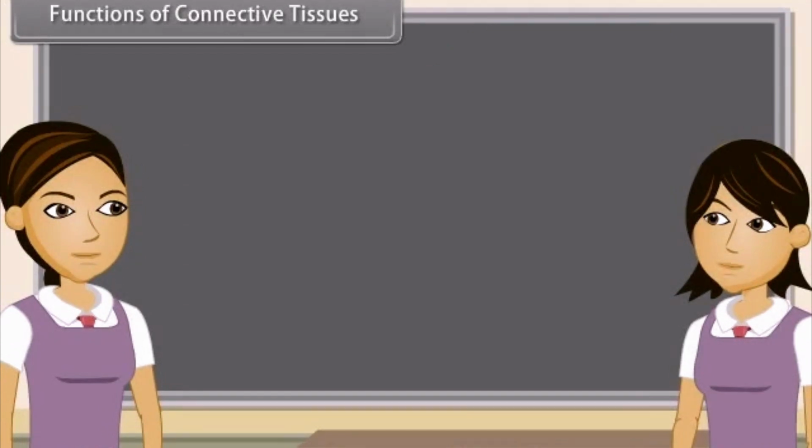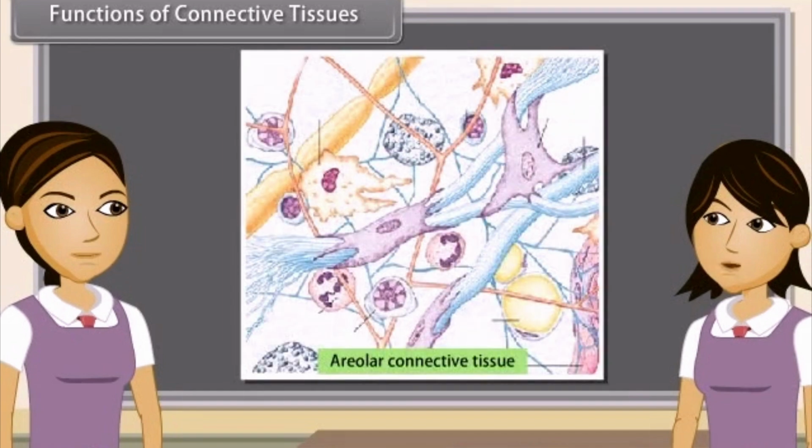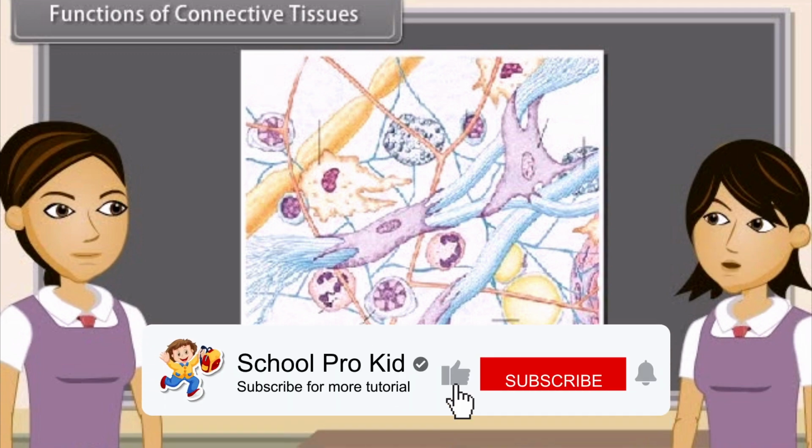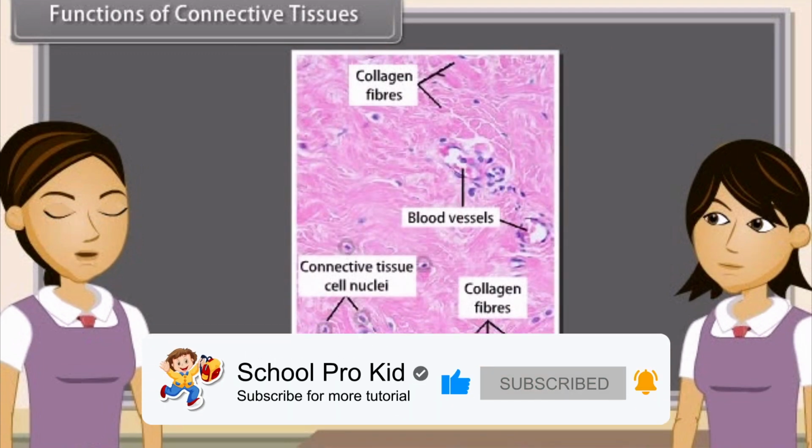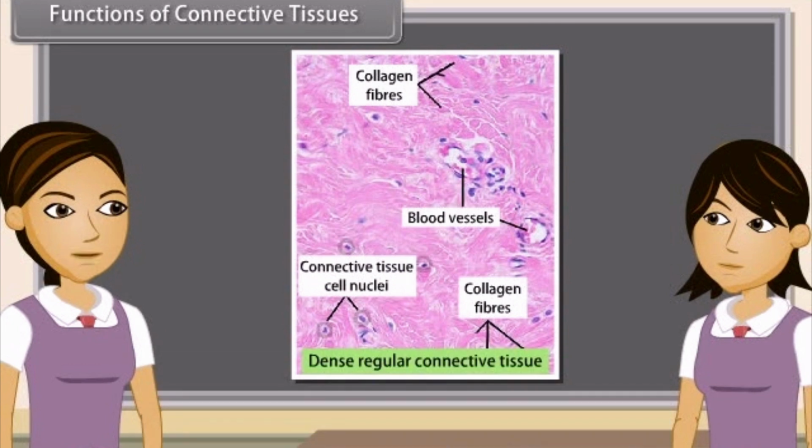Functions of connective tissues. Areolar connective tissue is supporting and packaging tissue between organs lying in the body cavity. It repairs the tissues after an injury, fights toxins, and fixes skin to underlying muscles. Dense regular connective tissue strengthens the joints and permits normal movement.